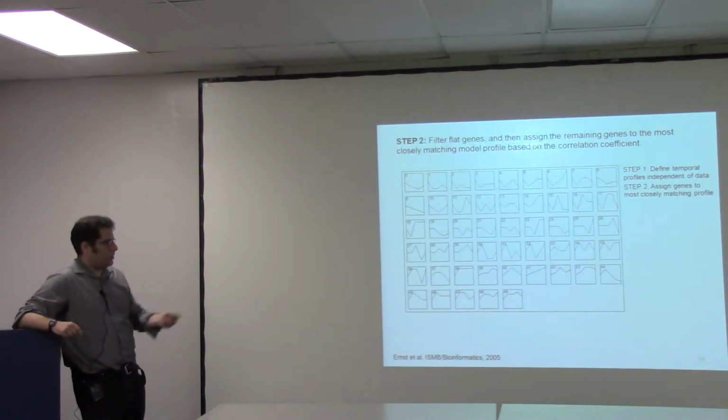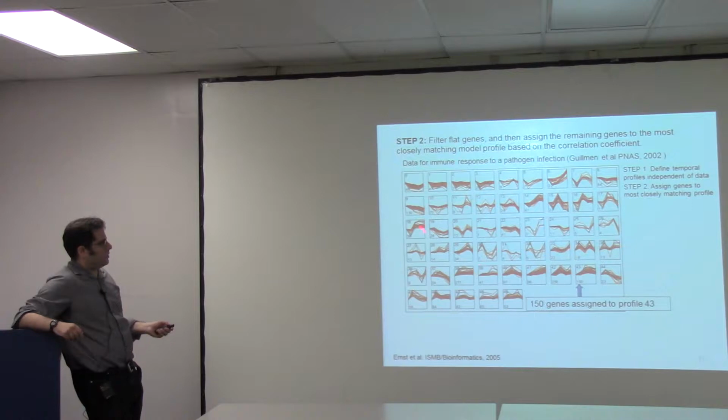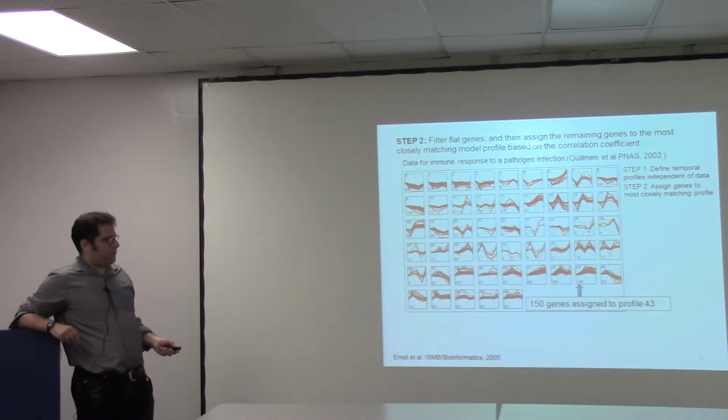And then we're going to, at the next step, also do this based on random ordering of time. So these are our set of profiles. We assume we filter genes that aren't differentially expressed, and then we assign each gene to its most closely matching template profile. And what you see here are counts on the number of genes that were assigned to each profile. The number up here is just a profile ID. So for example, this is saying 150 genes were assigned to profile 43.